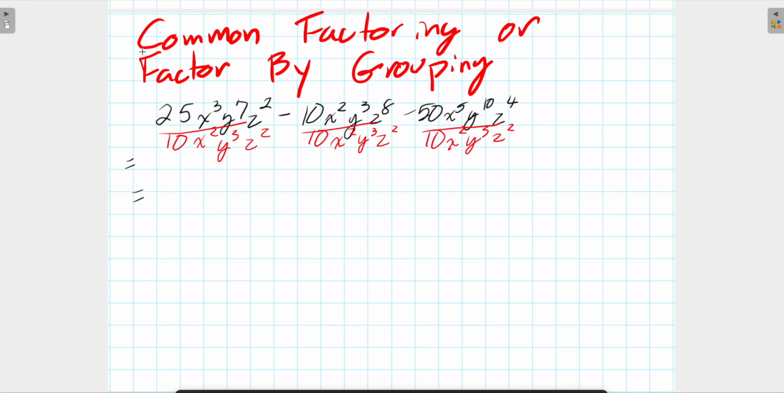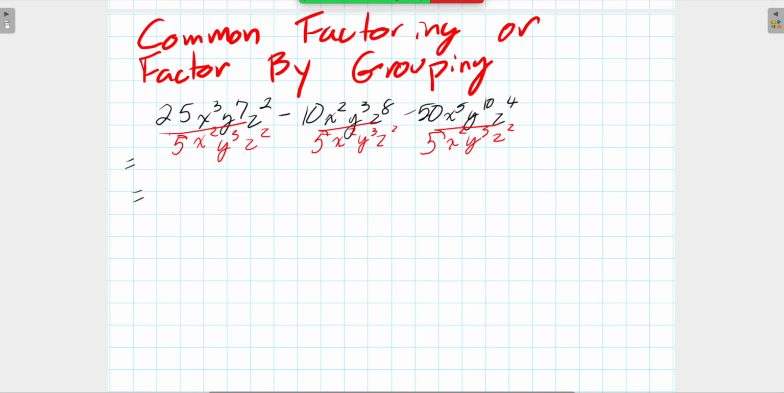Oh, I lied here. I did make a mistake when I got distracted. Sorry about that. We have 5. There we go. That should have been a 5. Uh-oh, it's breaking out here. 25 divided by 5 gives us 5. Oh, and I have to write my common factor up first, too.